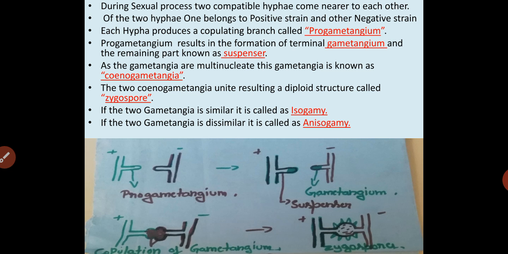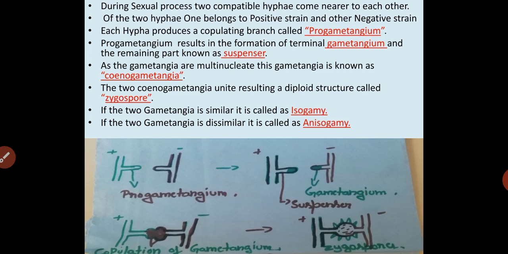During the sexual process, two compatible hyphae come close to each other, one belonging to the positive strain and the other to the negative strain. Each hypha starts to produce the copulating branch, which is considered the progametangium. This is differentiated into two regions, one the gametangium and the rest the suspensor. Because of the presence of multiple nuclei in the gametangia, it is called xenogametangia. Fusion of these two xenogametangia results in the formation of the spore called the zygospore.